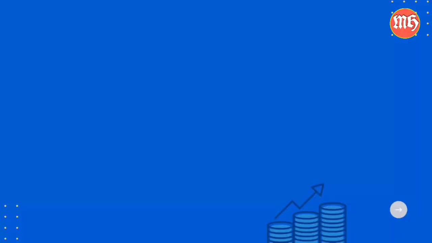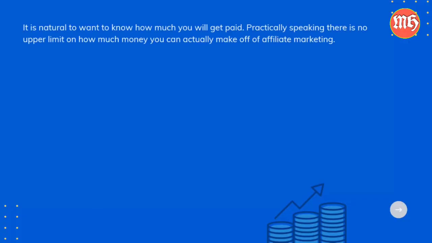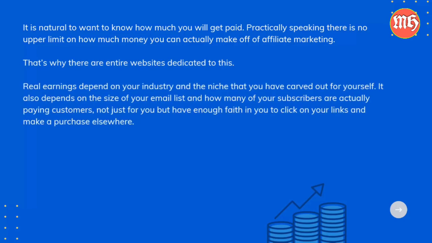It's natural to want to know how much you will get paid. Practically speaking, there is no upper limit on how much money you can actually make off of affiliate marketing. That's why there are entire websites dedicated to this. Real earnings depend on your industry and the niche that you have carved out for yourself. It also depends on the size of your email list and how many of your subscribers are actually paying customers, not just for you, but have enough faith in you to click on your links and make a purchase elsewhere.